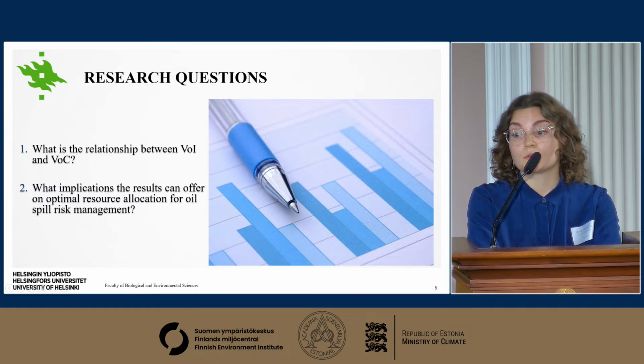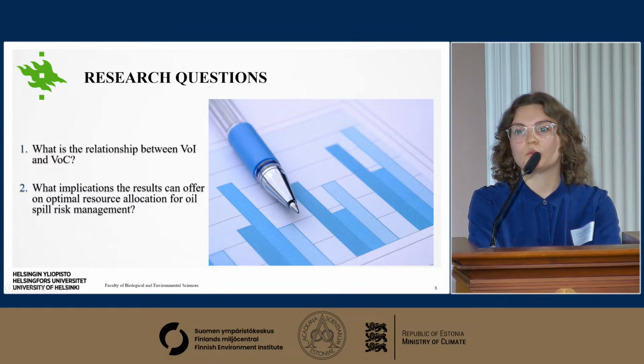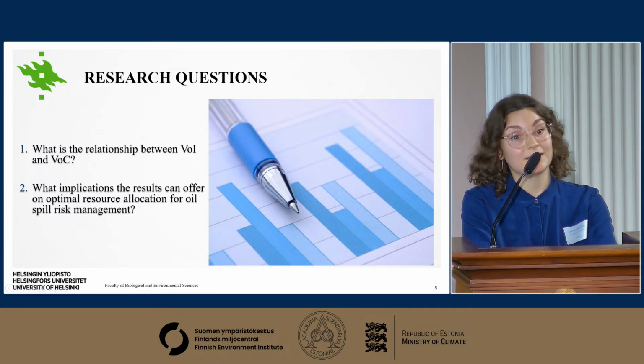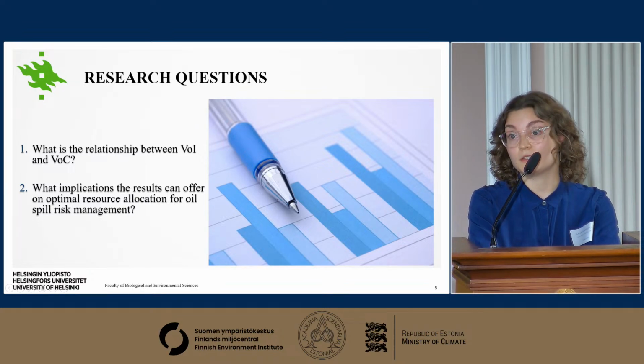So then my research questions were to explore the relationship between value of information and value of control. And in my case, I tried to do that in Bayesian influence diagrams. And then to have ideas how to advise, with these results, the allocation of resources between policy implementation and information.